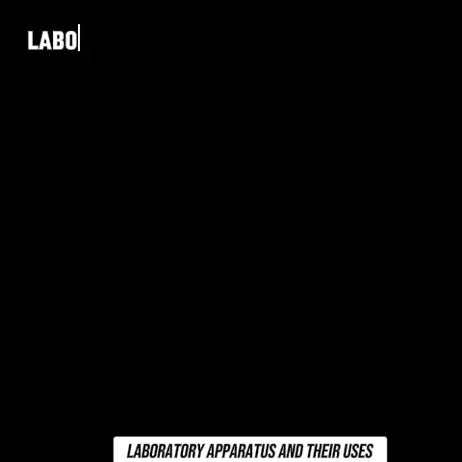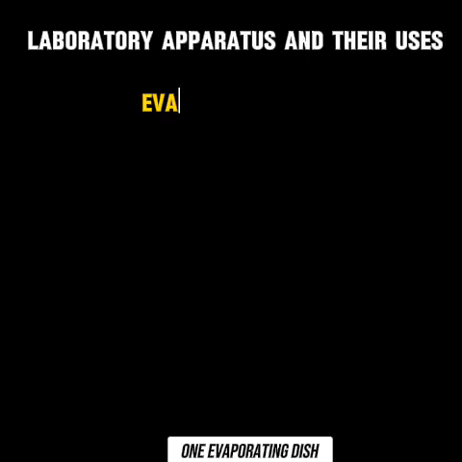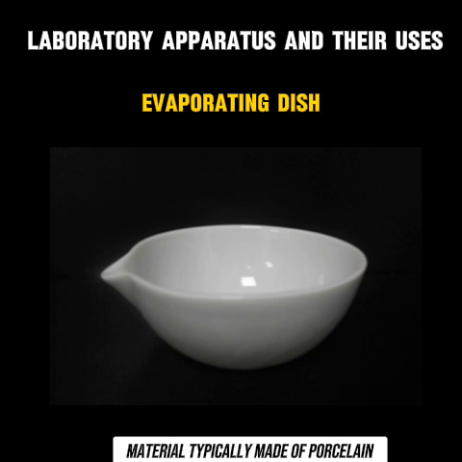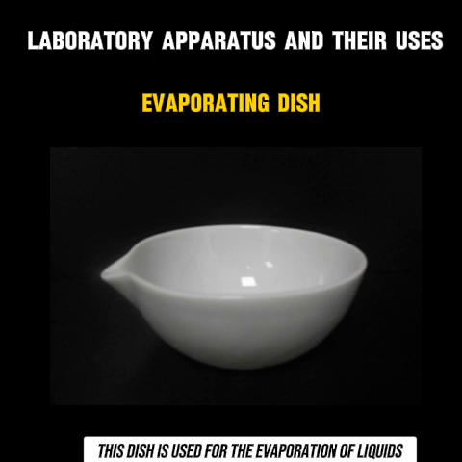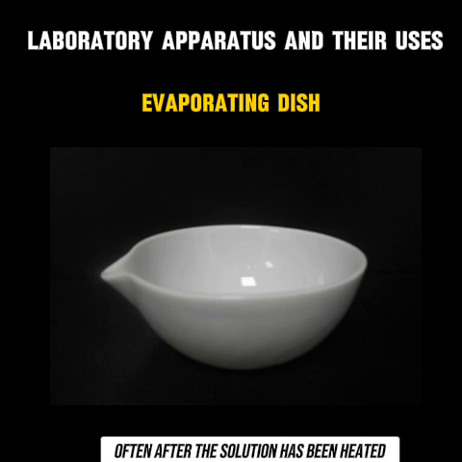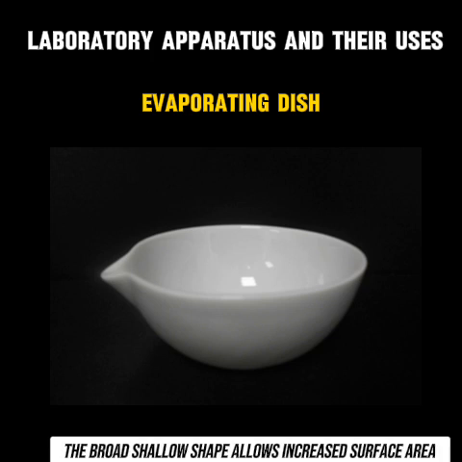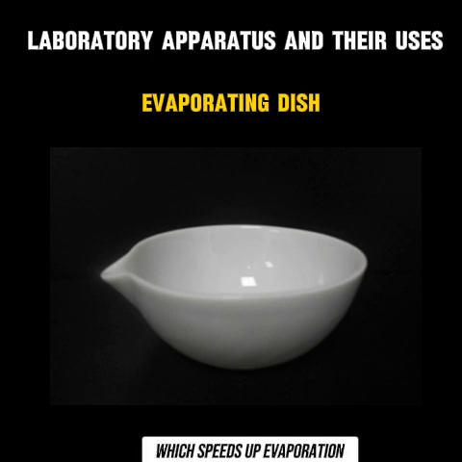Laboratory apparatus and their uses. 1. Evaporating dish. Material: typically made of porcelain for heat resistance. Use: This dish is used for the evaporation of liquids from solutions to leave behind solid residues, often after the solution has been heated. The broad, shallow shape allows increased surface area, which speeds up evaporation.